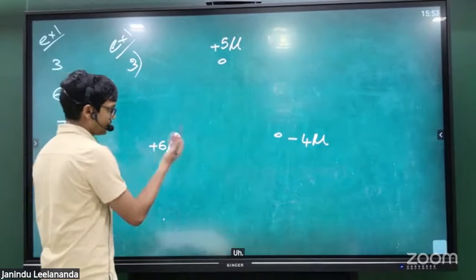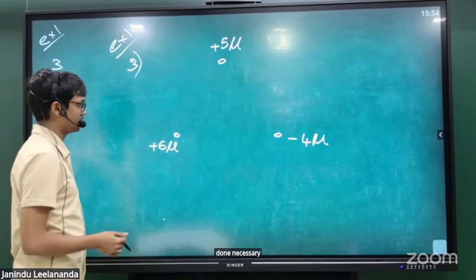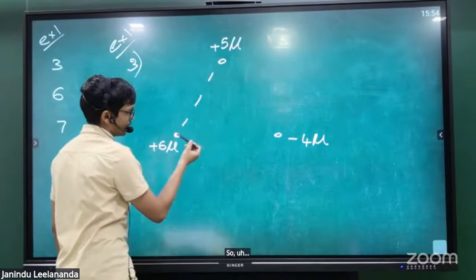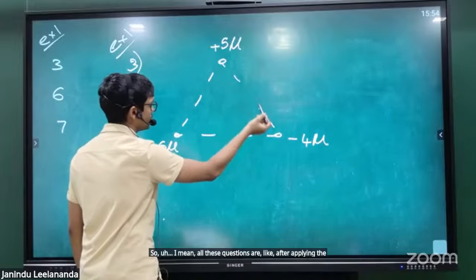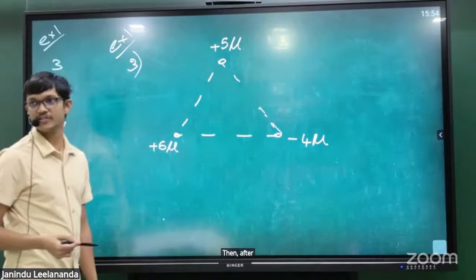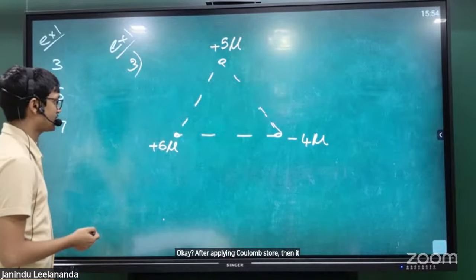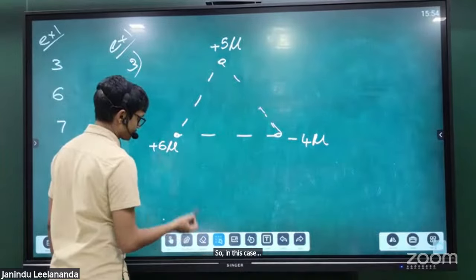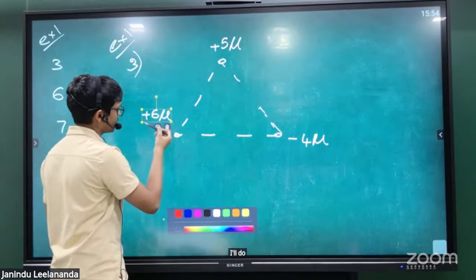I would do the question only for one charge, okay? It's unnecessary to do the same thing for all three. All these questions, after applying Coulomb's law, are just a mechanics question. So in this case, I'll do the question for plus 6.